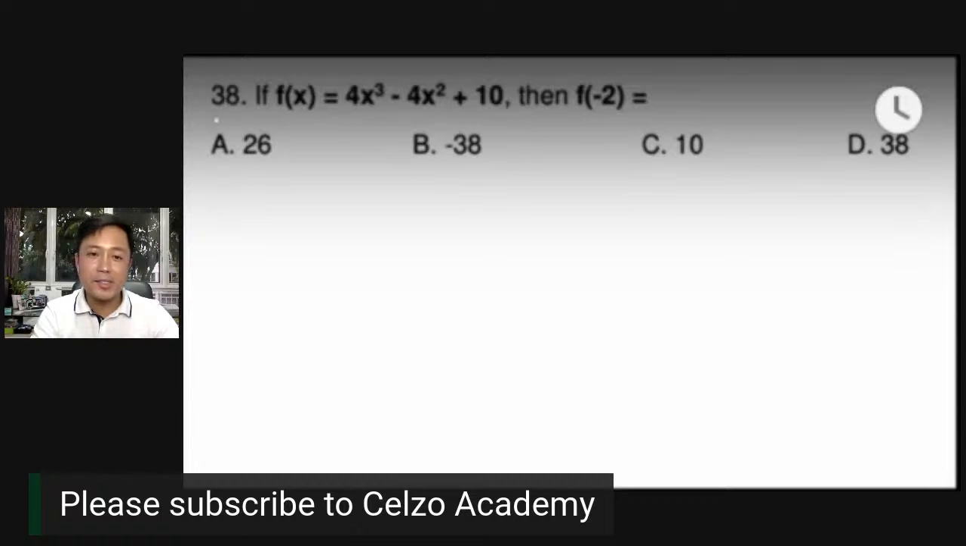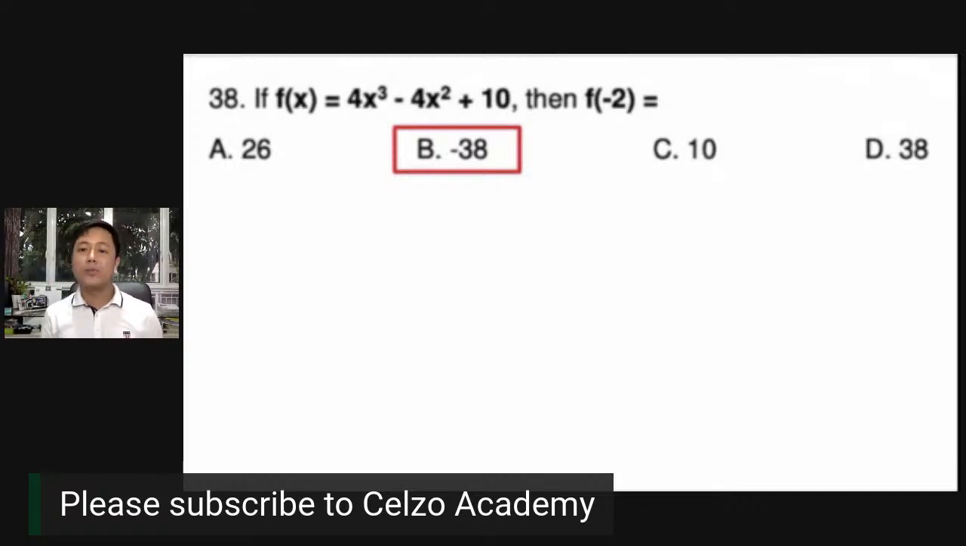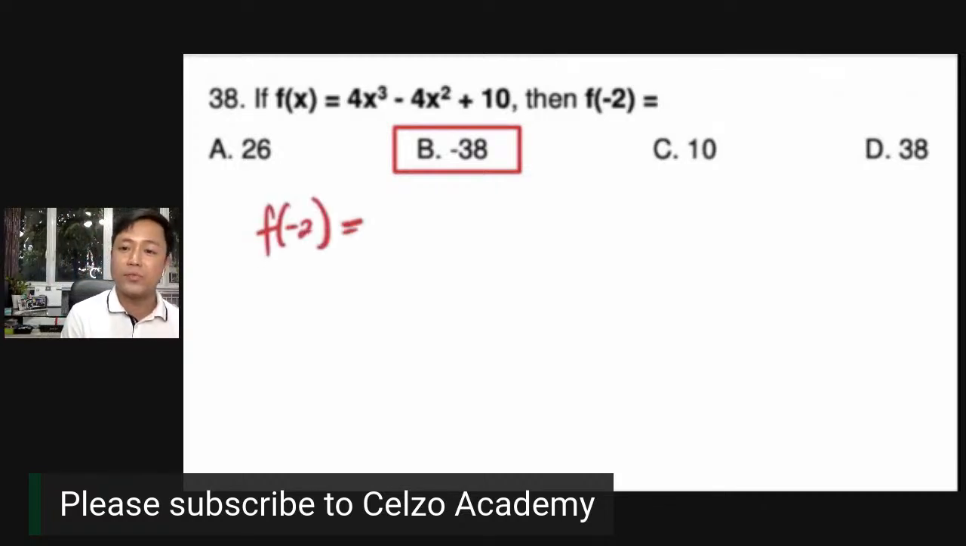All right, 10 more seconds, you guys. Looks like this is an easy question. I'm seeing right answers. Congratulations, you guys. All right, so the question is, if f of x is equal to 4x cubed minus 4x squared plus 10, then f of negative 2 is equal to. So this is simply a substitution problem, evaluating the function f of negative 2. So the answer is right, letter B, negative 38.